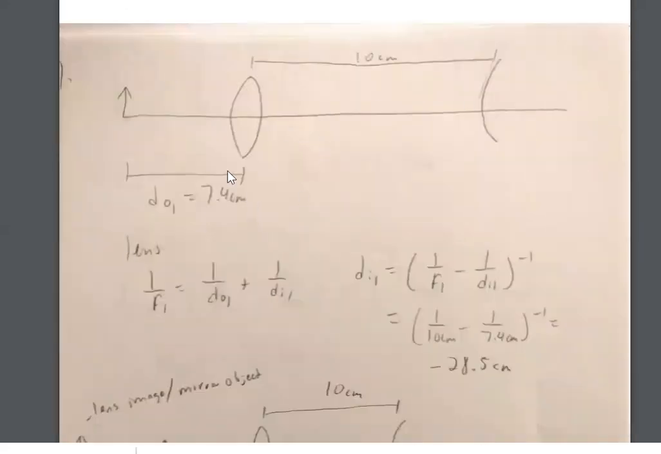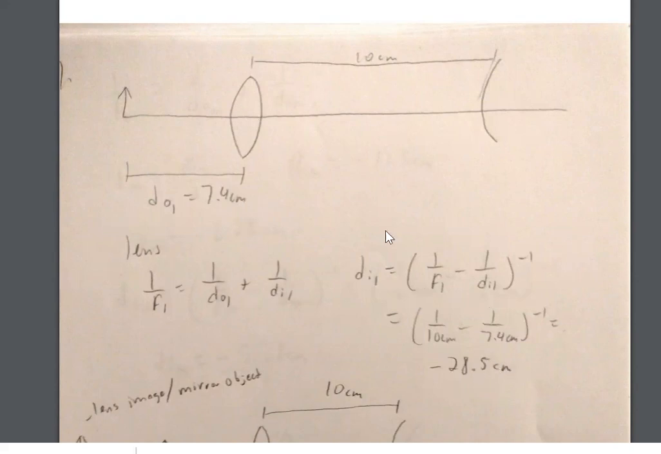Okay, so this is the situation we have. We have our object, which is 7.4 centimeters from a converging lens. And then 10 centimeters from that, we have our convex mirror. Okay. So what we do is we work this as 2 separate problems. We have an object and image distance for the lens, and we also have one for the mirror. So let's do the lens first. We were given the object distance and the focal length, so we can find the image distance the same way that we've done before. And we find that it's negative 28.5 centimeters.